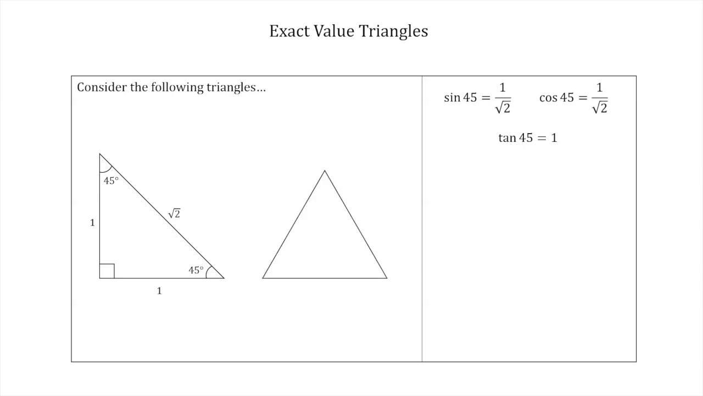So our other common exact value triangle is this one, where we now have an equilateral triangle. So it's not a right angled triangle. All three of the angles are equal, and in any equilateral triangle all three angles have to be 60, which I'm going to note now. And for this one we're going to say the length of each side is 2.